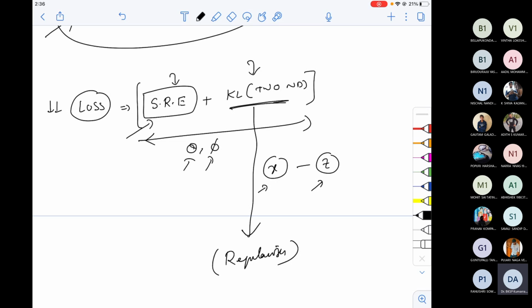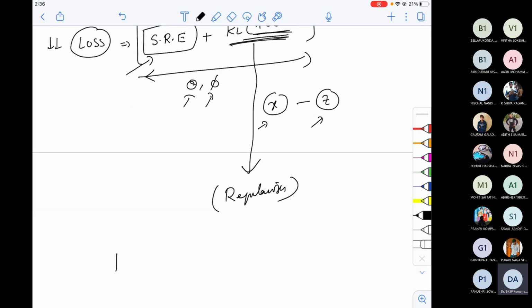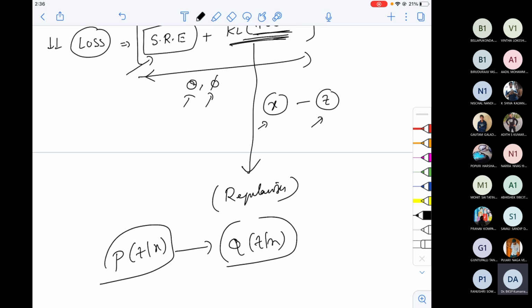What is a regularizer? You add some noise, so that it will not overtrain. Similarly, here also, why is it kind of noise, why is it kind of regularizer? Because I'm putting a lot of restrictions in this. My original distribution is P of Z given X. Unfortunately, you are not capable of finding P of Z given X. Then you're putting a constraint: let me estimate with Q of Z given X. Again, this is definitely some constraint.